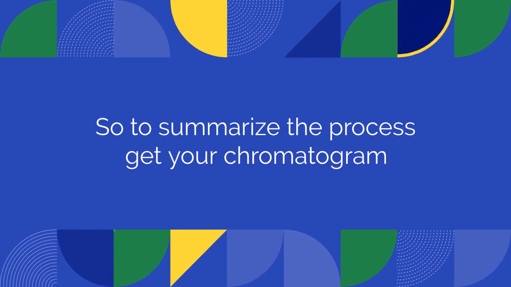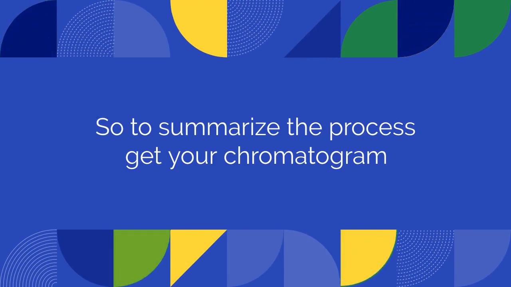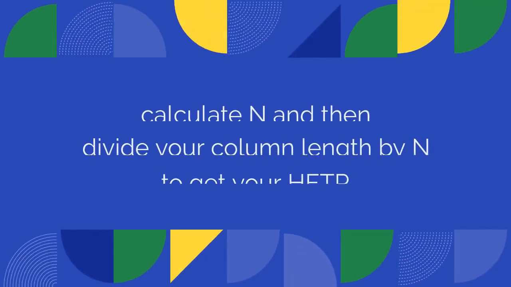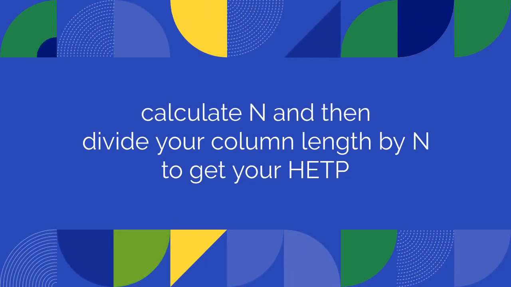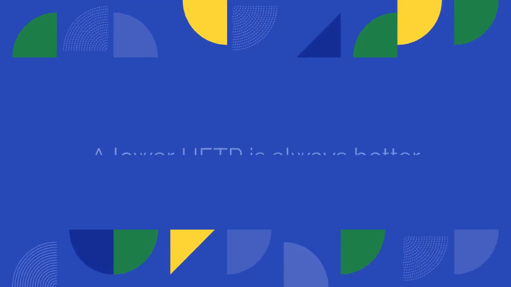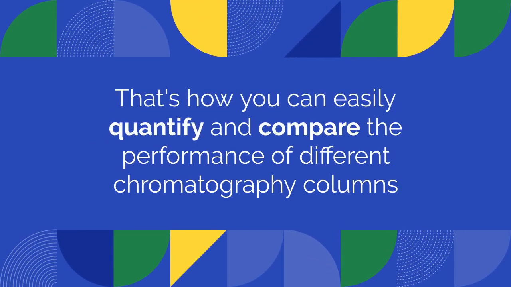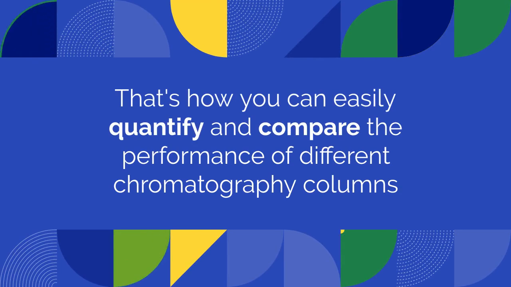So, to summarize the process, get your chromatogram, find the retention time and peak width at half height for a specific peak, calculate N, and then divide your column length by N to get your HETP. A lower HETP is always better. That's how you can easily quantify and compare the performance of different chromatography columns.